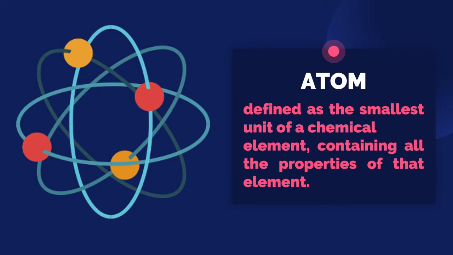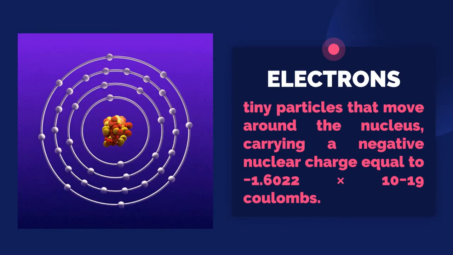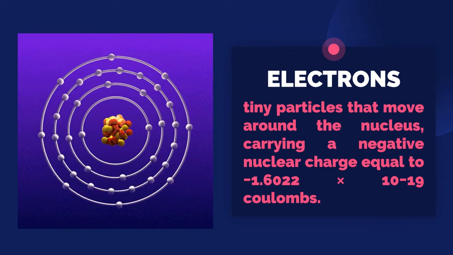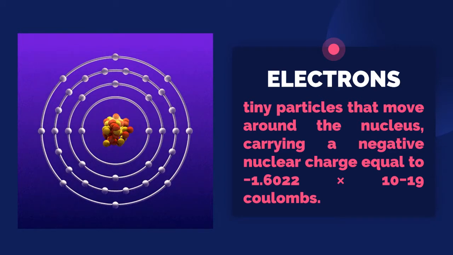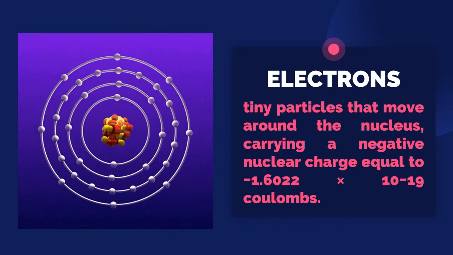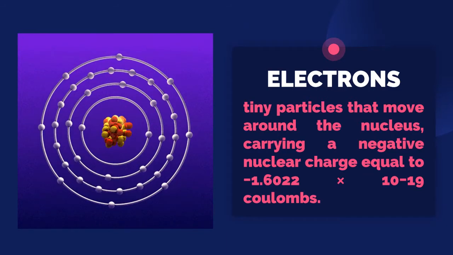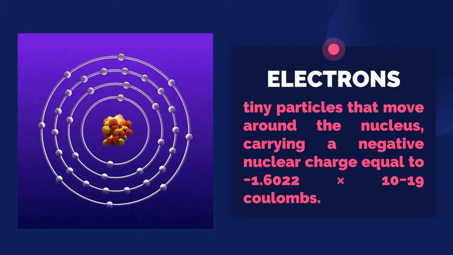Just like what we mentioned in the past meetings, when we talk about atoms, it is defined as the smallest unit of a chemical element containing all the properties of that element. And atoms can be further divided into what we call subatomic particles. First one we have here is the electrons. Electrons are tiny particles that move around the nucleus carrying a negative charge equal to negative 1.6022 times 10 raised to negative 19 coulombs. Therefore, electrons are negatively charged particles.